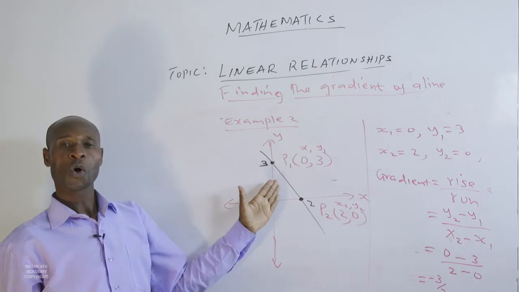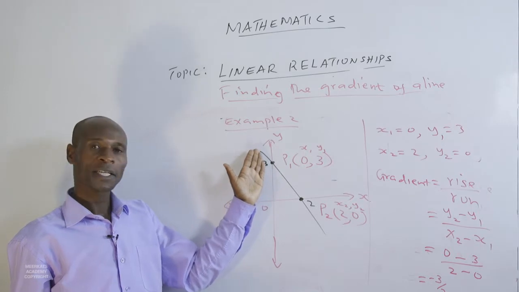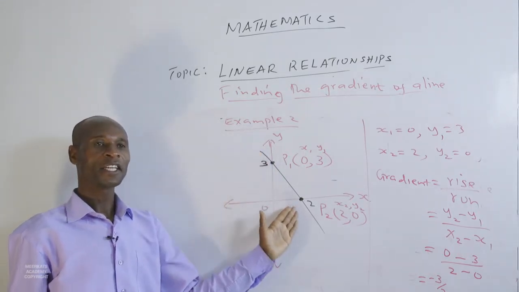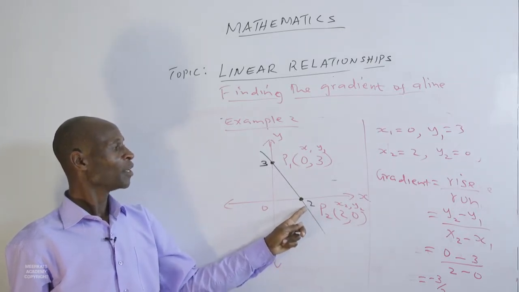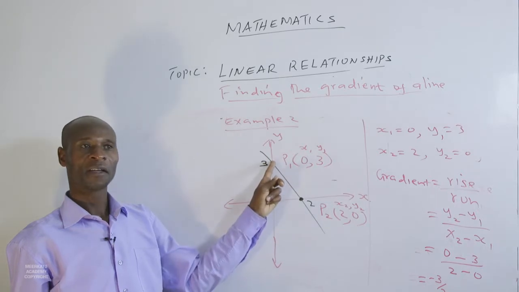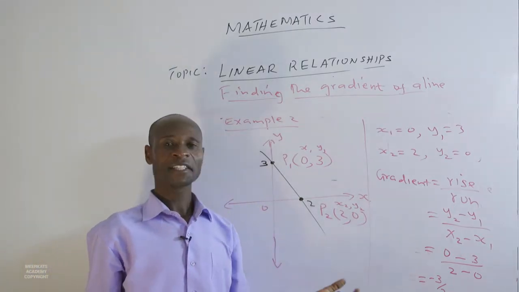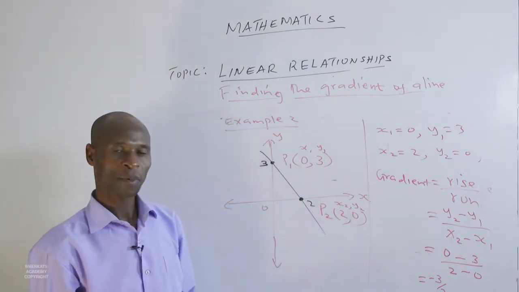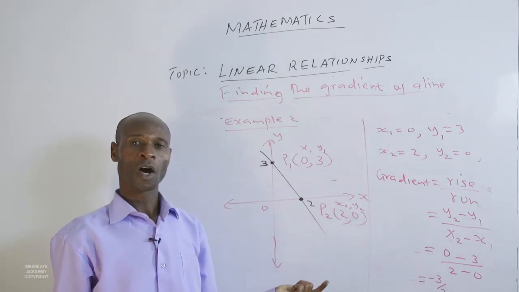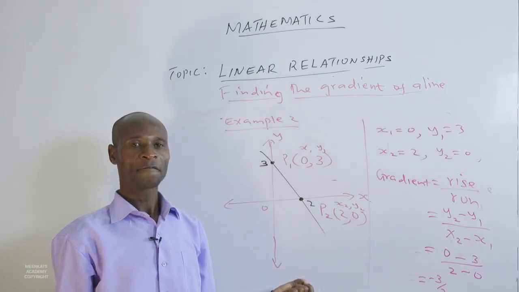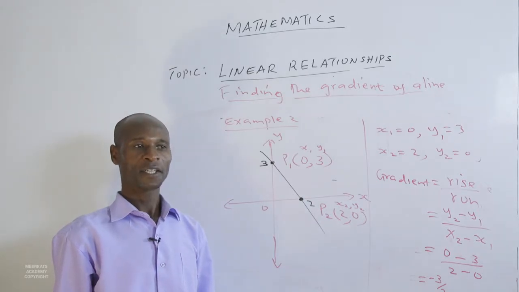It's important for us to note that by just inspection, you discover that this particular line has a negative gradient because the y values are decreasing from 3 to 0. It's important to note that when writing the gradient, you can express it as a proper simplified fraction or improper fraction, but never express gradient as a mixed fraction.